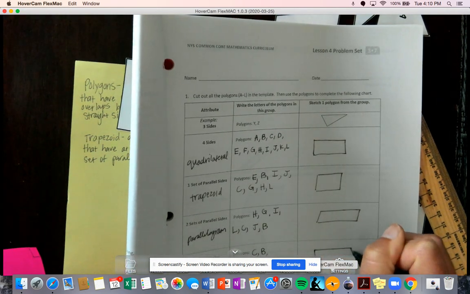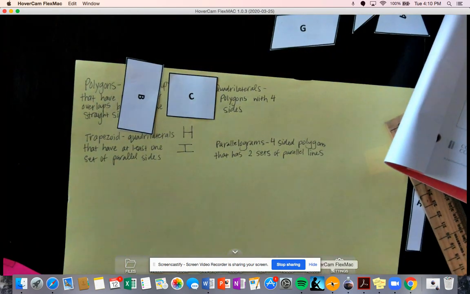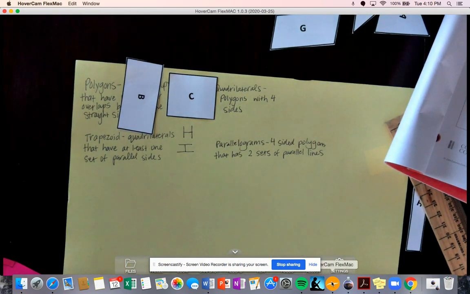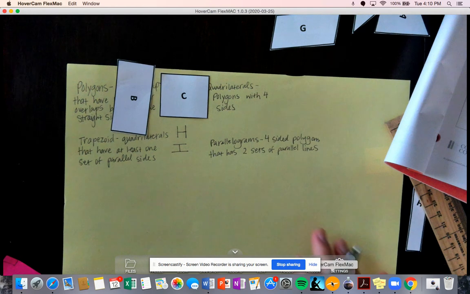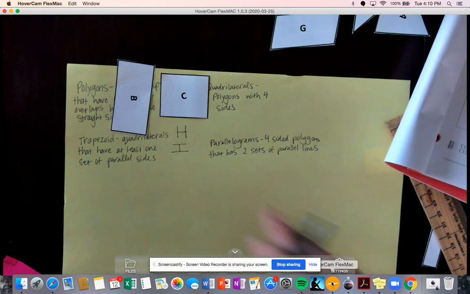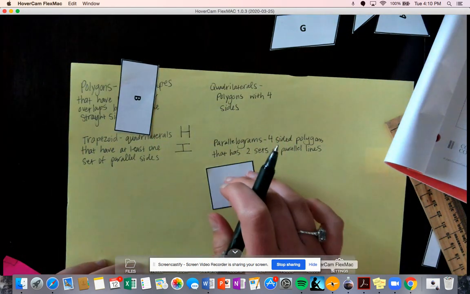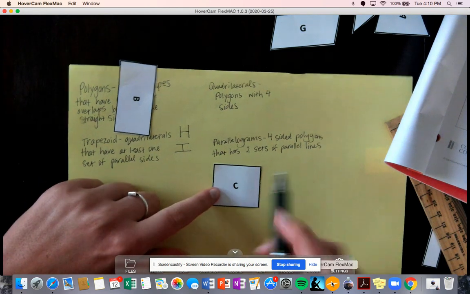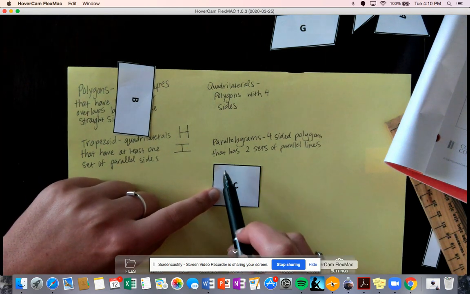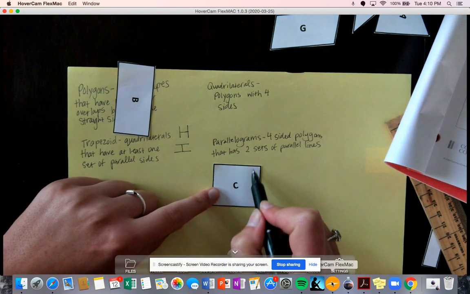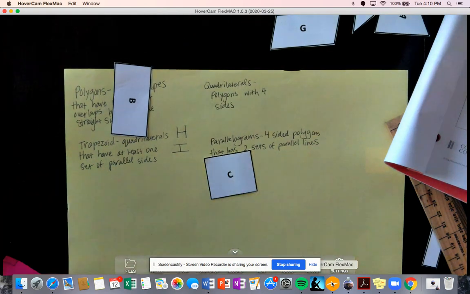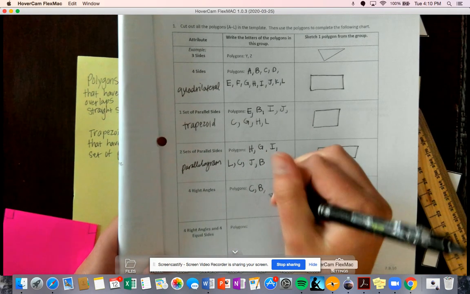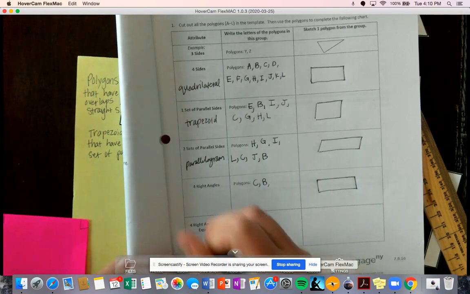Okay, and lastly, I'm going to be looking for squares. Now, what's special about squares is that they have 4 equal sides. So, if you look at C, you can see that all the sides are the same and all the sides have right angles. So C is a square.